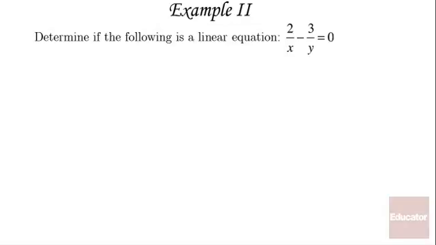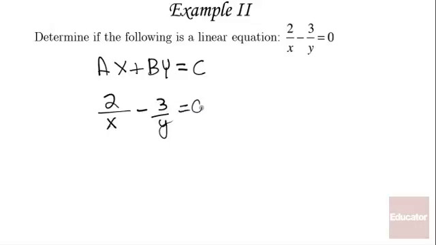This second example also asked me to determine if the following is a linear equation. Again, I'm thinking about standard form, ax plus by equals c. And it actually is possible to manipulate this equation algebraically to get it into standard form. But there's another problem with this one. If I look, I have 2 divided by x minus 3 divided by y equals 0.